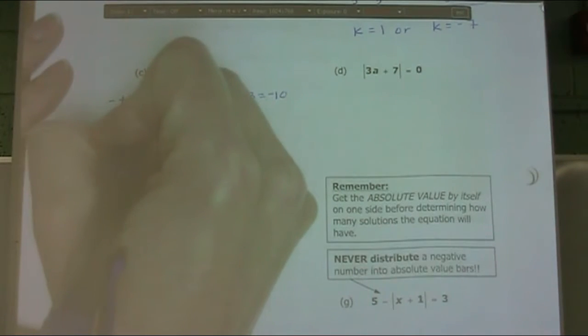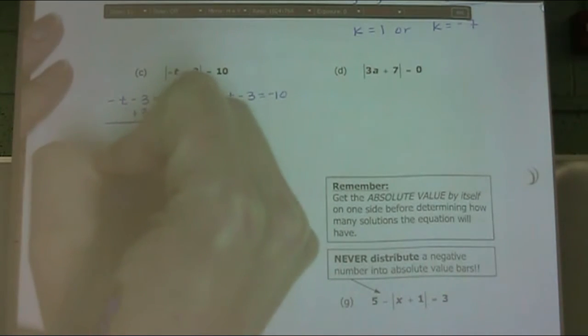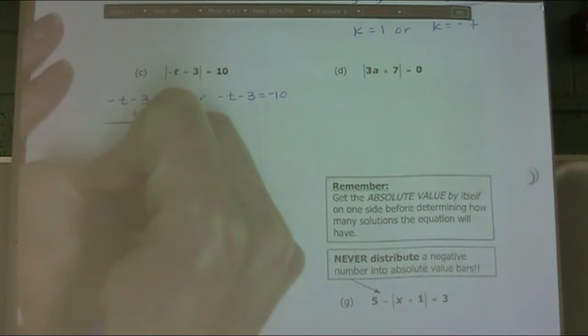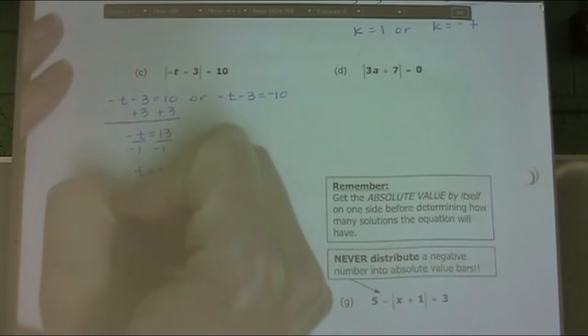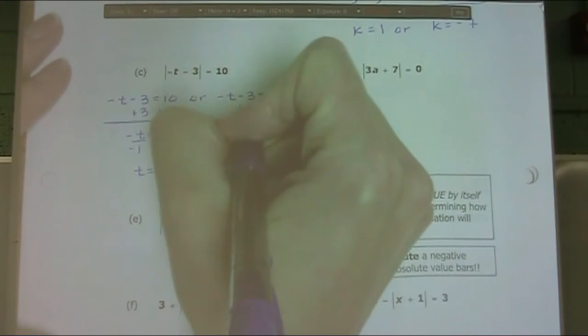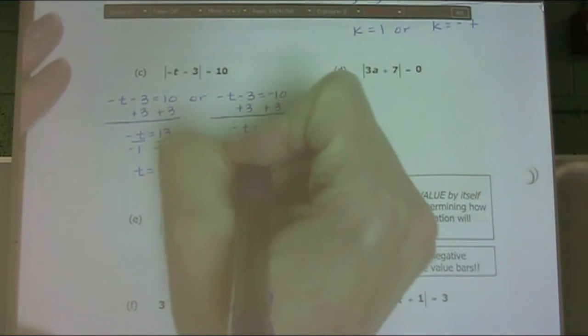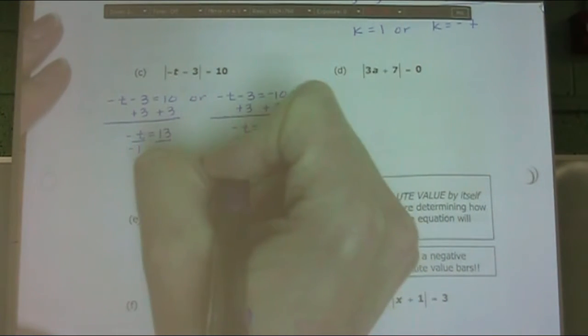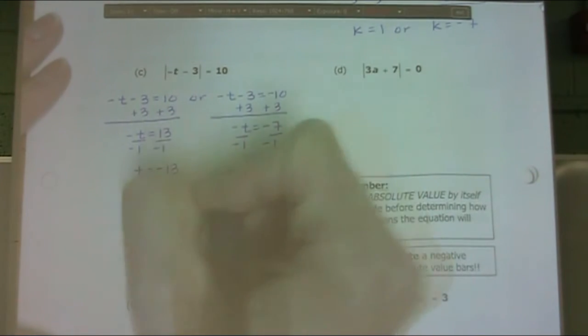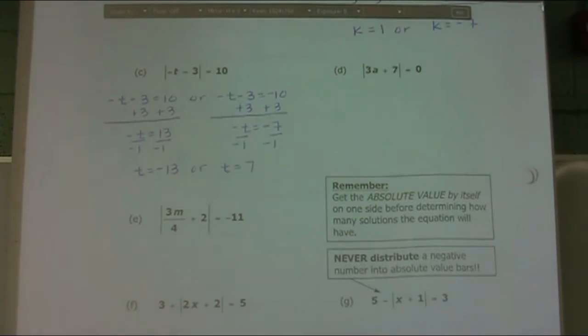So add 3 to both sides. And I have negative t equals 13. Divide both sides by negative 1. And I have t equals negative 13. So let me get my second solution. Add 3 to both sides. And I have negative t equals negative 7. Divide both sides by negative 1. And I get t equals positive 7. So t is negative 13 or t is positive 7.